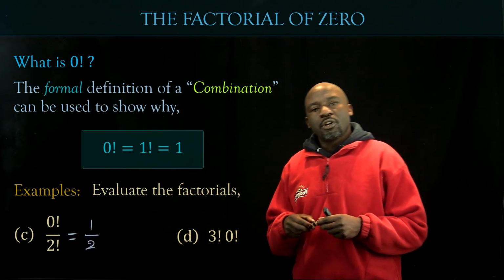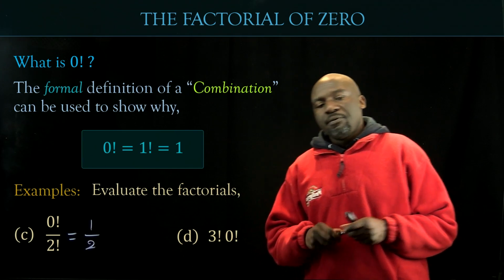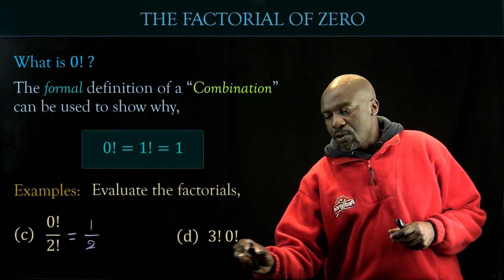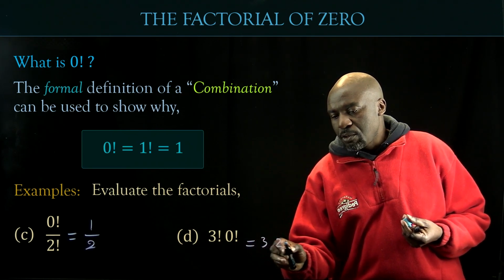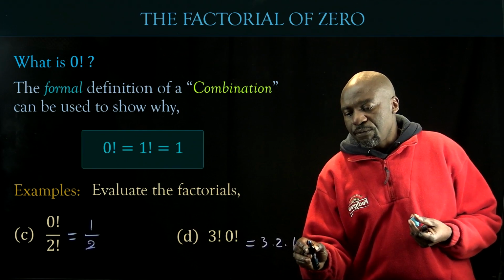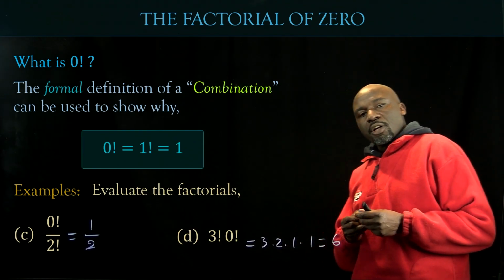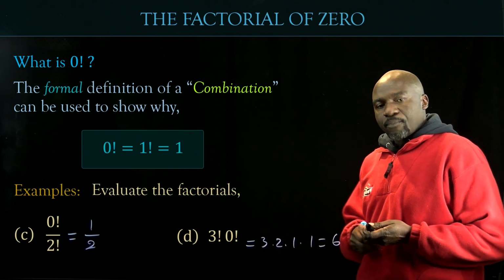So 0 factorial over 2 factorial is just a half. 3 factorial times 0 factorial, 3 factorial, we already saw that 3 factorial is 6. It is 3 times 2 times 1 and times 0 factorial, which is 1. And so 3 factorial multiplied by 0 factorial is going to be 6.